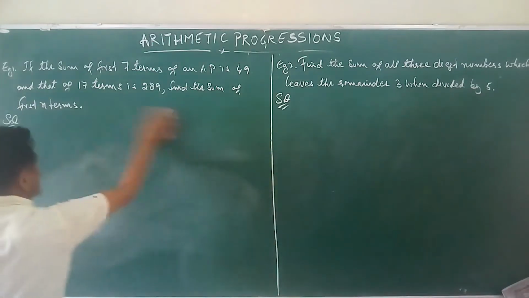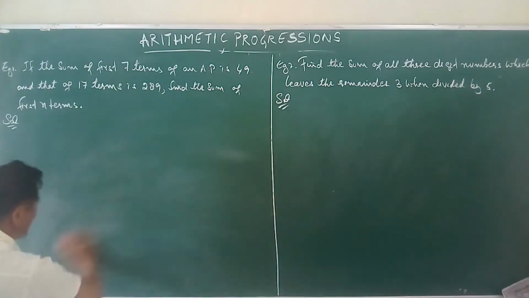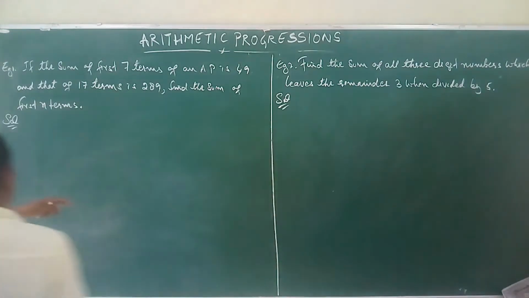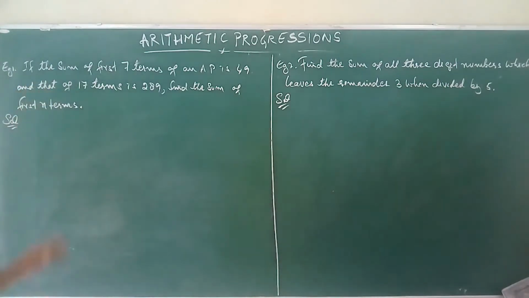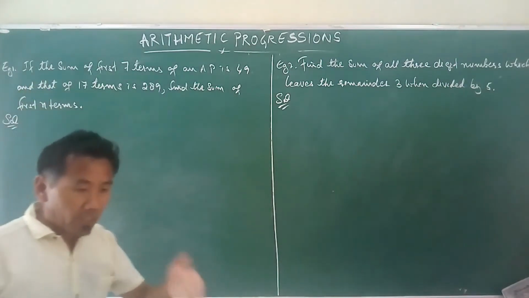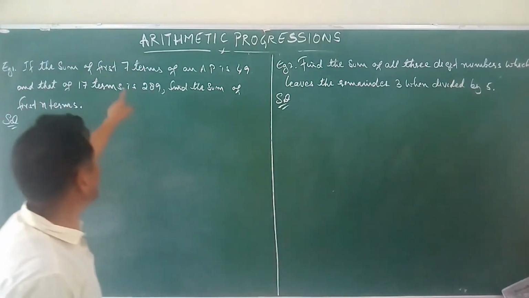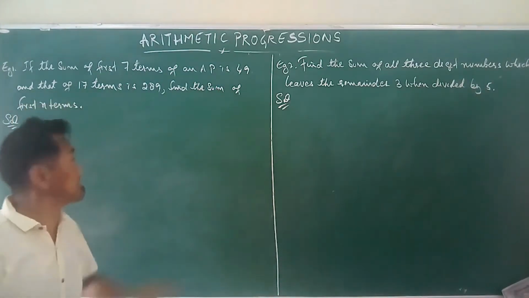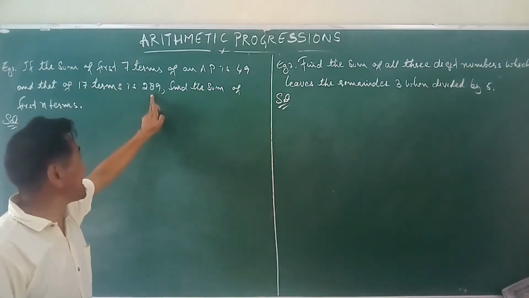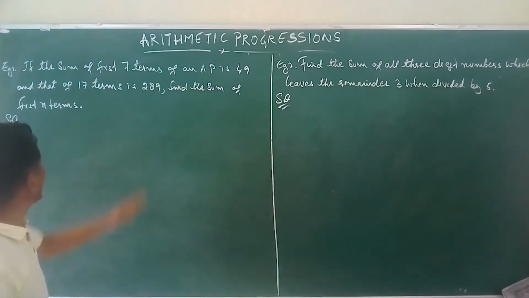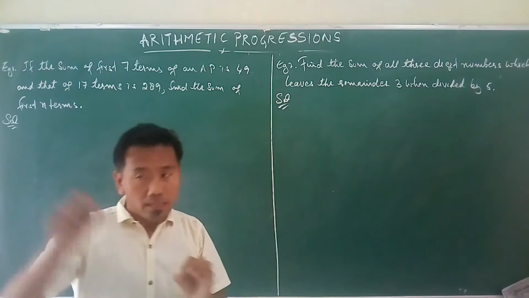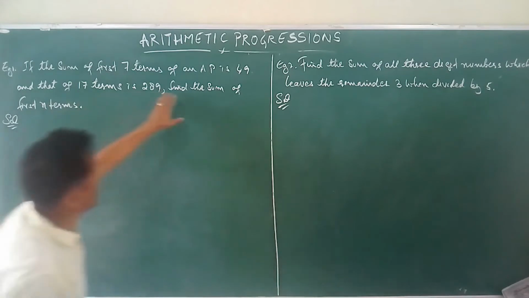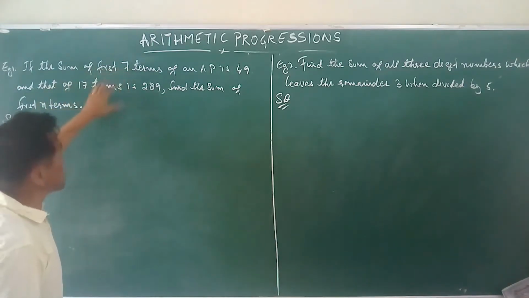Now let's see the examples on the sum of the nth term. Example number 1. If the sum of the first 7 terms of an AP is 49 and that of the first 17 terms is 289, we are going to find the sum of the first n terms. The answer should be in n because we do not know the value of n.